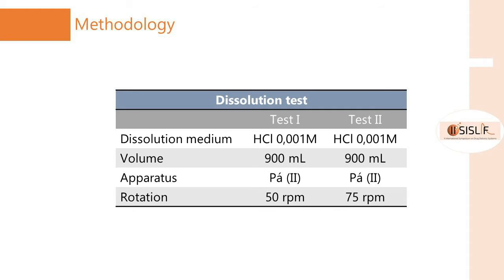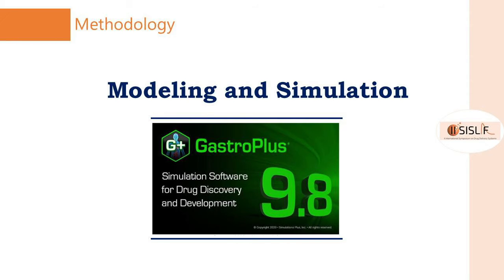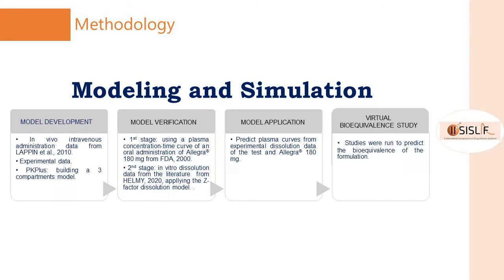The dissolution test was evaluated using apparatus 2 at 50 and 75 rpm and 900 milliliters of 0.001 molar hydrochloric acid. The software used was GastroPlus. The modeling and simulation steps involve model development, verification, and application.